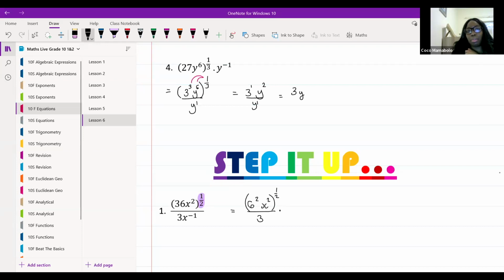Now this x to the power of negative 1 down here, I'm going to take that and bring it to the top so that it becomes positive. So I'm going to have multiplied by x to the power of 1 at the top. And we're just going to do some quick maths. We multiply that one with that one and that one with that one. So I end up with 6 to the power of 2 times a half is 1, x to the power of 2 times a half is 1, times x to the power of 1, over 3. And that makes my life a lot easier. 6 divided by 3 is 2, and x multiplied by x is x squared.